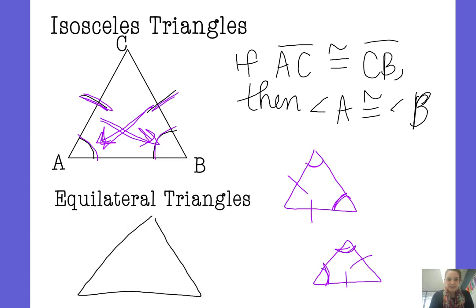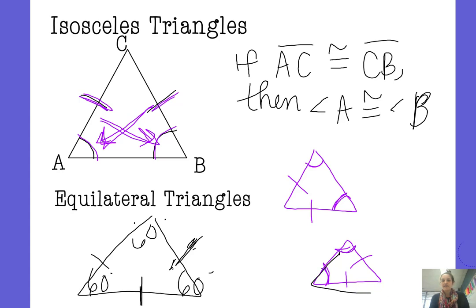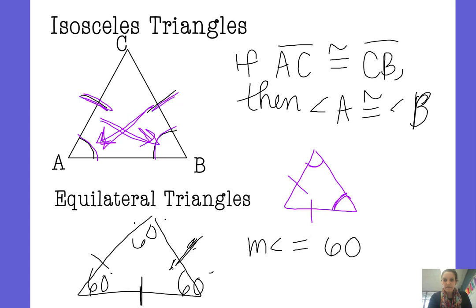all of the sides are congruent to each other, and all of the angles are congruent to each other. And not only are all of the angles congruent to each other, they're all 60 degrees. In every equilateral triangle, all three angles are always going to be 60 degrees. So in an equilateral triangle, the measure of each angle is going to be equal to 60 degrees. So an equilateral triangle not only has all three sides congruent, but it has all three angles congruent.